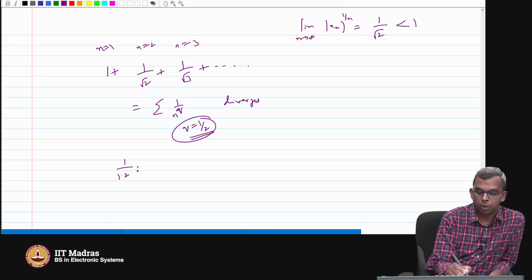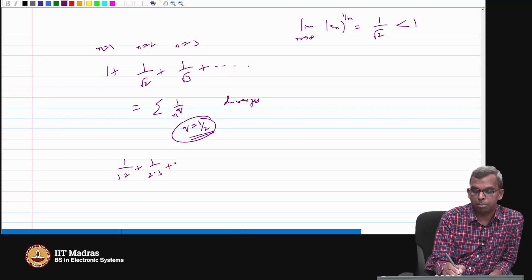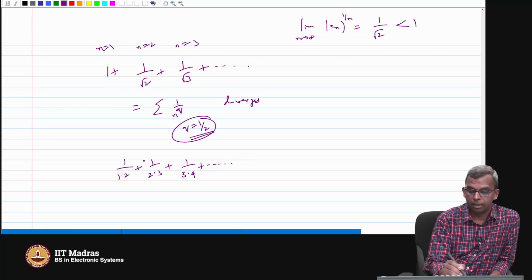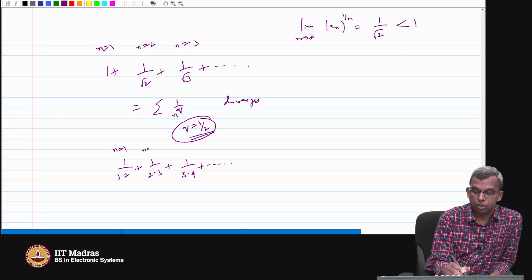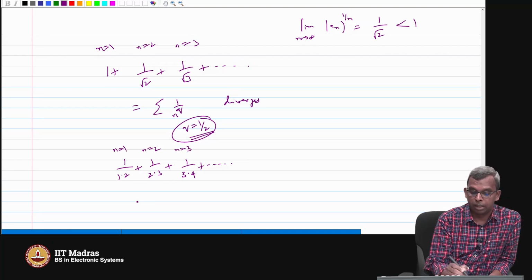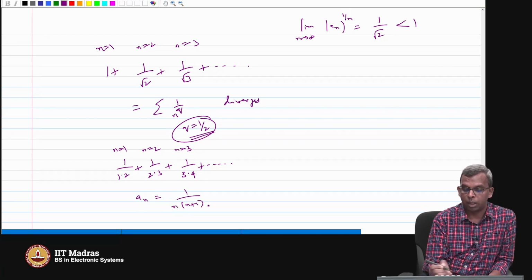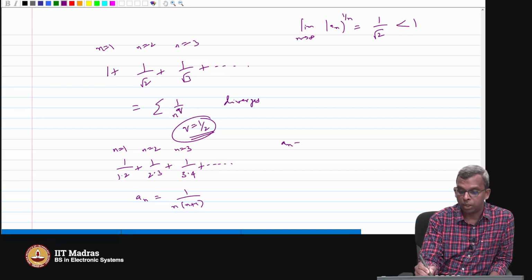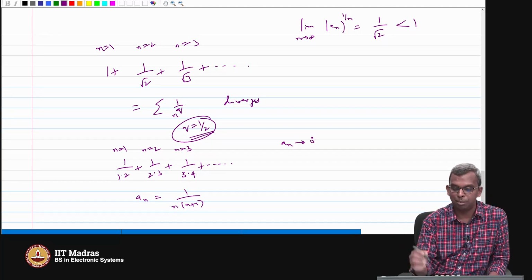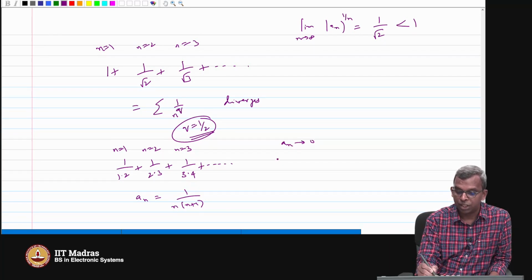1 by 1 into 2 plus 1 by 2 into 3 plus 1 by 3 into 4. So n is 1, n is 2, n is 3, and so on. a n is 1 by n into n plus 1. So a n tends to 0, so my simple root is out. Let us try the ratio test.